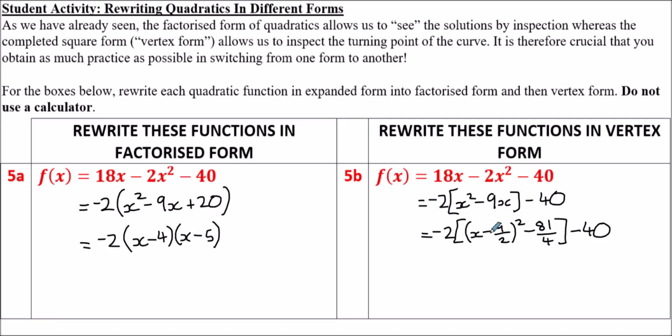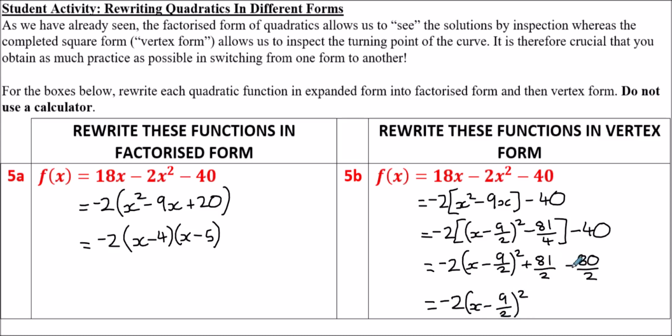Expand this out, multiply through by -2. So we have -2, brackets x minus 9/2 all squared. -81/4 multiplied by -2 gives us positive 81/2. Then this -40 I'm going to rewrite as -80/2. 80 divided by 2 is obviously 40. And the final step, neaten this up, -2 brackets x minus 9/2 all squared. 81 halves take away 80 halves, we're just left with positive 1/2. And so that section of the notes is now done.